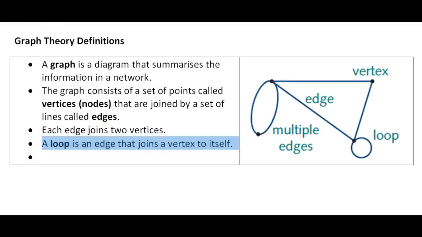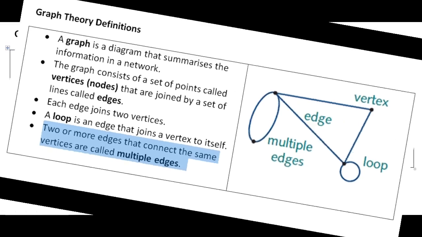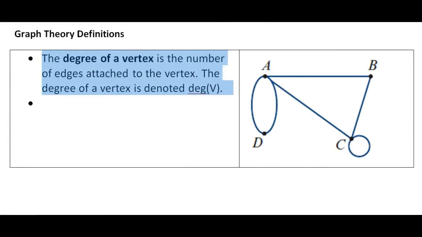A loop is an edge that joins a vertex to itself. Two or more edges that connect the same vertices are called multiple edges. The degree of a vertex is the number of edges attached to the vertex. The degree of a vertex is denoted DEG bracket capital V.